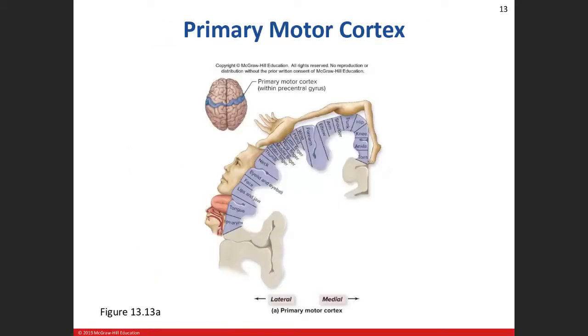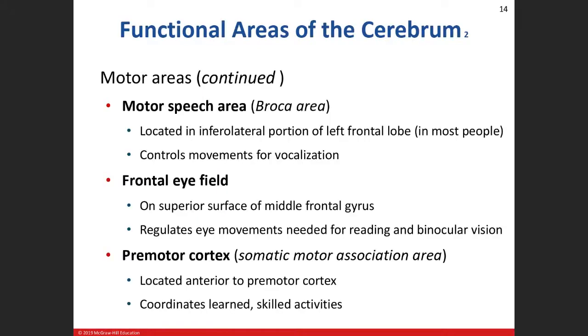So that's the primary motor cortex, and this map here is the motor homunculus. All right. Sticking with the functional areas of the cerebrum, a couple other motor areas are worth note. Your motor speech area, that's what I'm using right now as I'm talking to you. We also call it Broca's area.